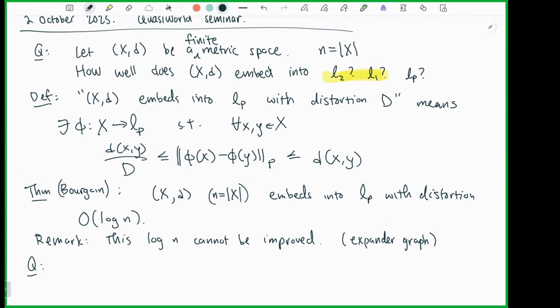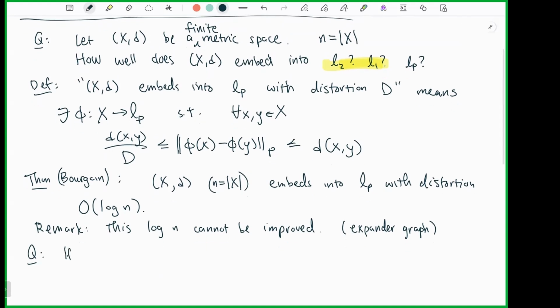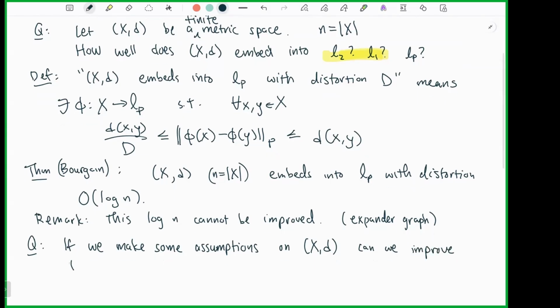So if we make some assumptions on our space, can we improve the log n, or lower it? This is a very vague question. Obviously, you can make some trivial assumptions that will trivially lower this log n.